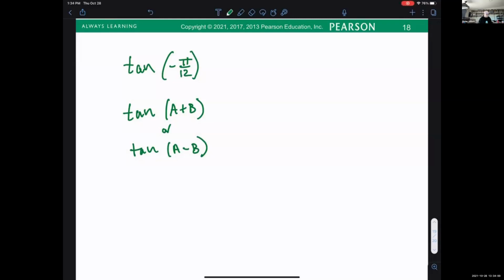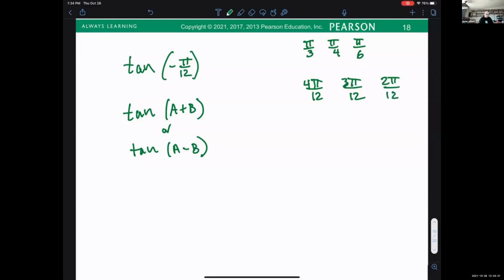And so how would we do this? Well, again, just like I was saying before, take your common angles like pi over 3, pi over 4, and pi over 6, and express them in terms of twelfths so that you can see what combination of those might give you negative pi over 12. And so this would be 4 pi over 12, 3 pi over 12, and 2 pi over 12.